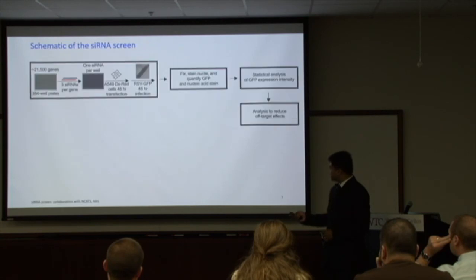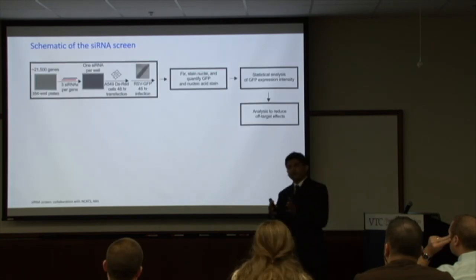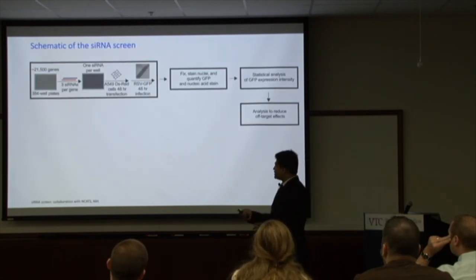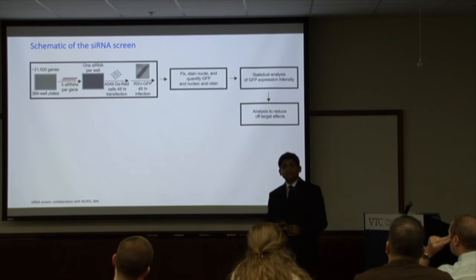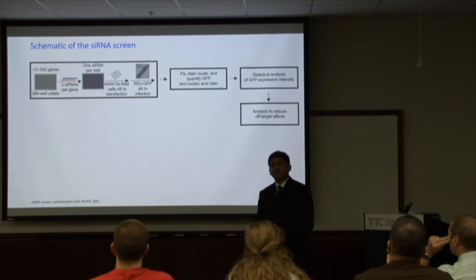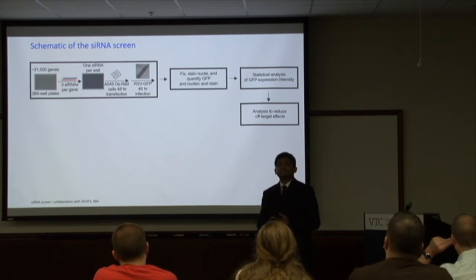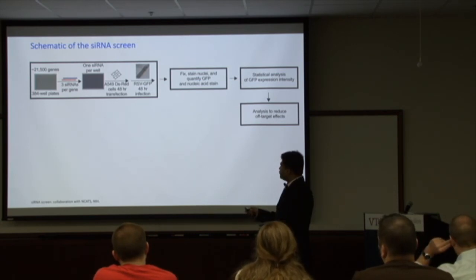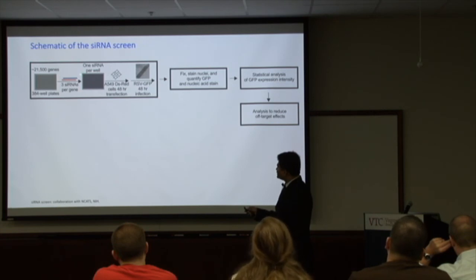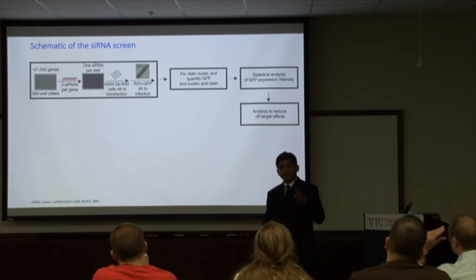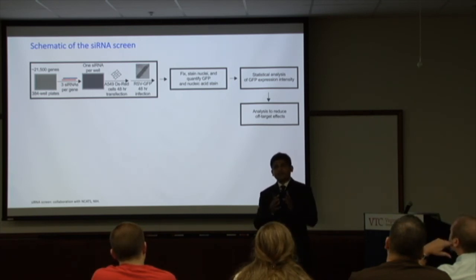Here is a schematic diagram of how we did the siRNA screening. We screened nearly 22,000 genes by using 3 independent siRNAs per gene. You can imagine that there are 66,000 siRNAs we used. Basically, we used 1 siRNA per well, and then we used A549 cells and incubated for 48 hours to allow enough time for siRNA-driven knockdown of a particular protein to be achieved.